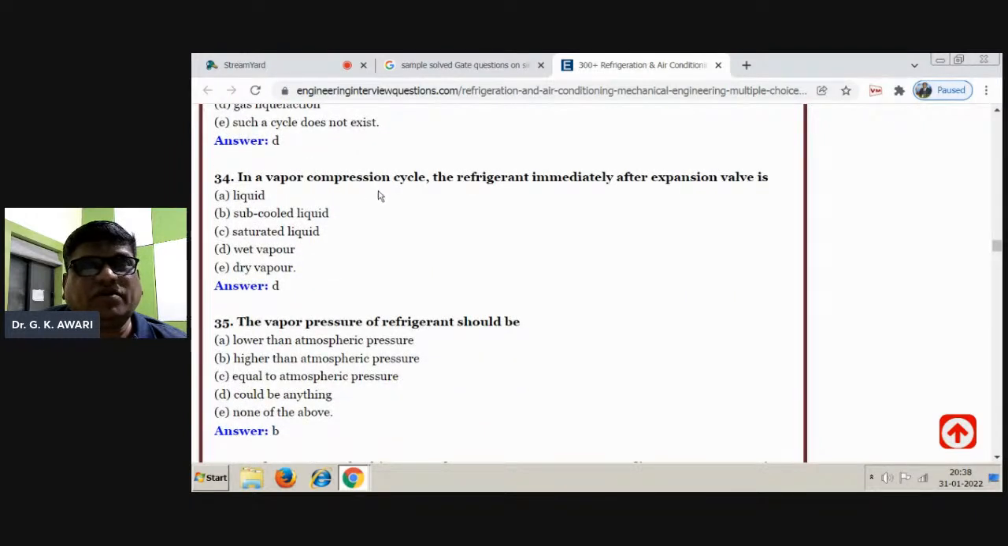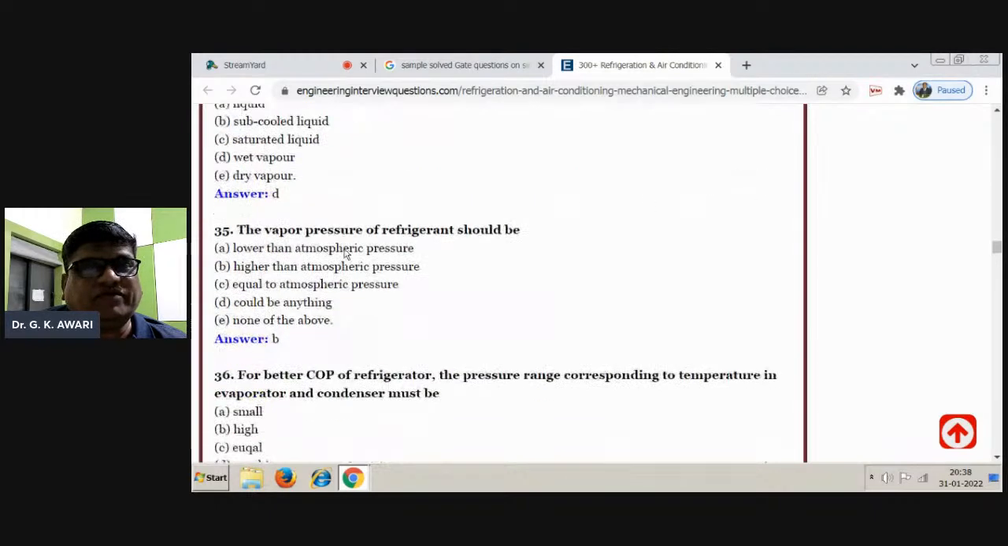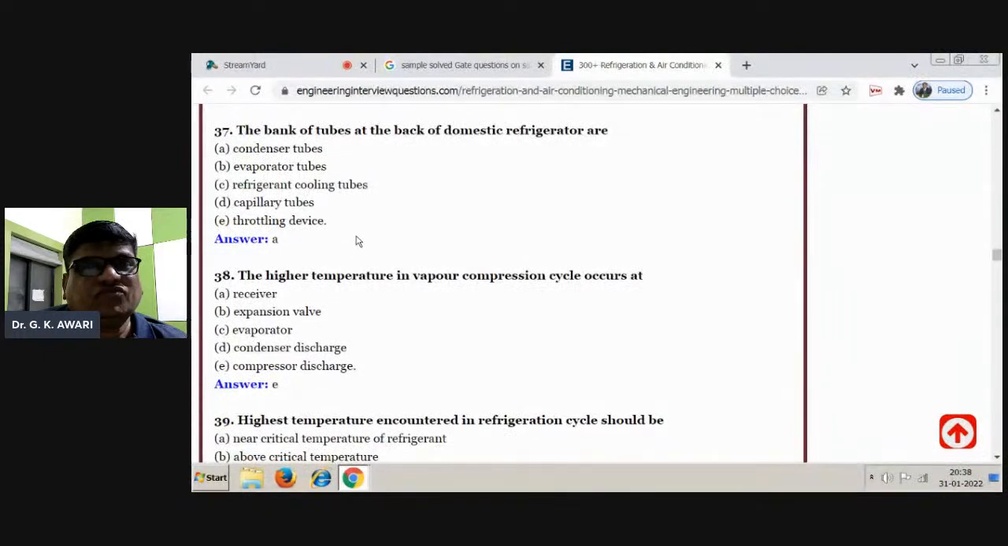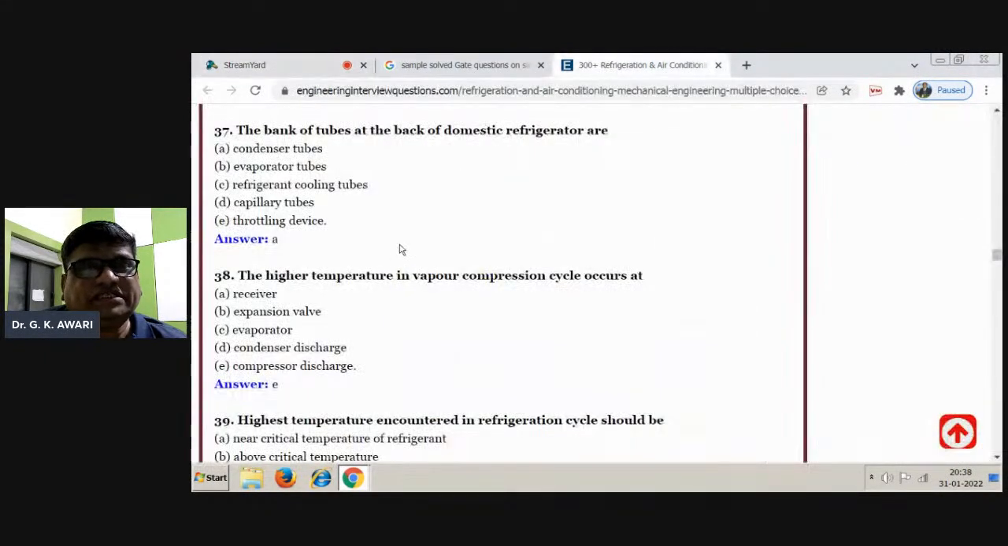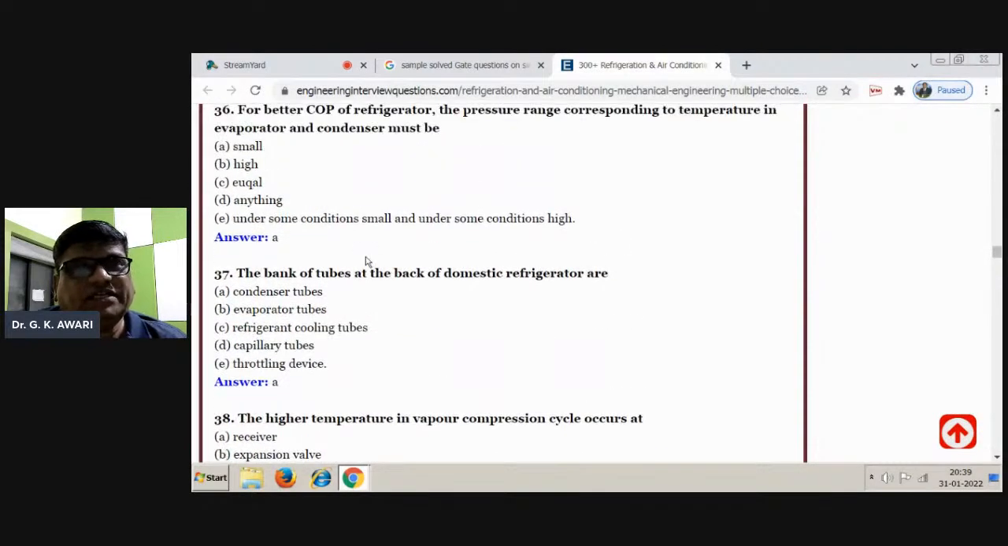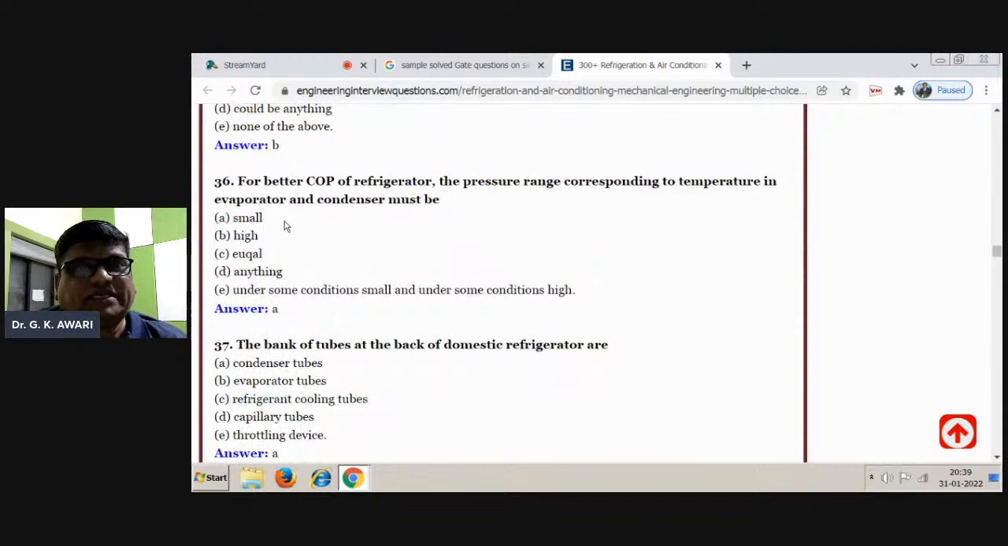In a vapor compression cycle, the refrigerant immediately after the expansion valve goes to wet vapor. So, in a similar fashion, you need to solve many questions and practice them so that you can solve questions on this topic of refrigeration and air conditioning.